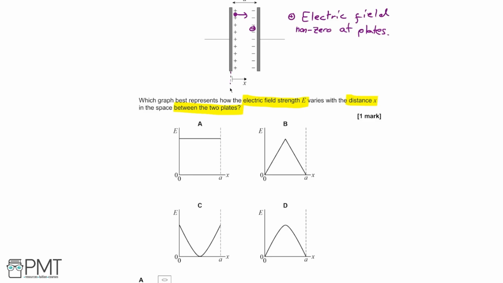Since the plates are at x equal to 0 and at x equal to a, and B and D both have a 0 electric field at x equal to 0 and x equal to a, B and D must both be out.